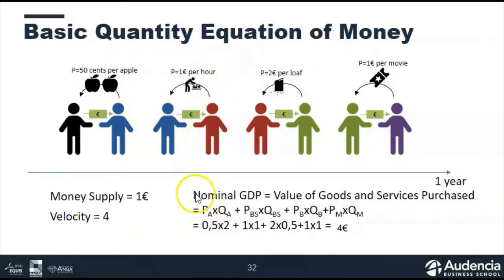It's the price of apples times the quantity of apples, right? 2 apples at 50 cents each. It's the price of babysitting times the quantity of babysitting, well, 1 hour at 1 euro per hour. It's the price of bread times the quantity of bread purchased. Well, the price of bread is 2, so I bought 1/2 a loaf with the 1 euro I had. And the price of a movie times the quantity of movies. Well, here the price of a movie is 1, and I bought 1. The total amount expended, this is pretty obvious in this example, is also just 4, or 4 euros.